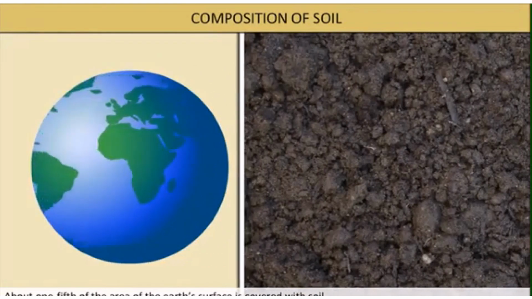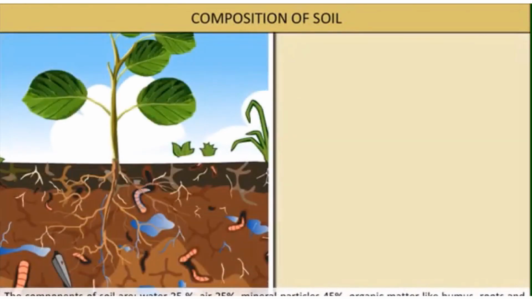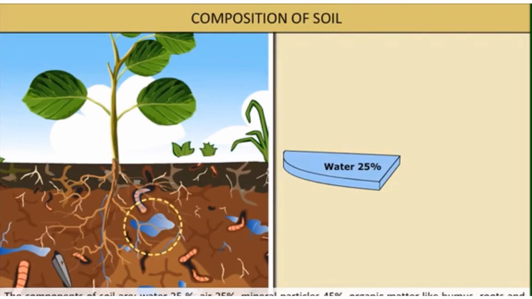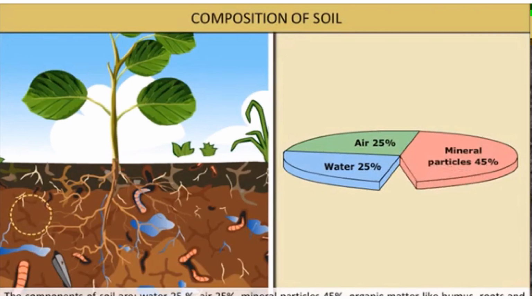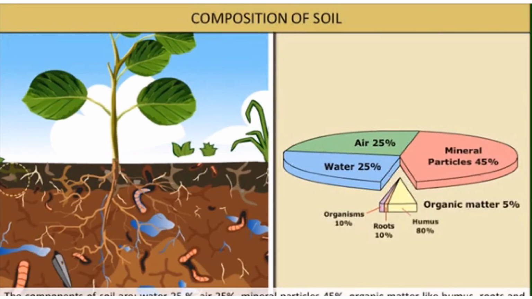Next is about the composition of soil. The components of soil are water 25%, air 25%, mineral particles 45%, and organic matter like humus, roots and organisms 5%.